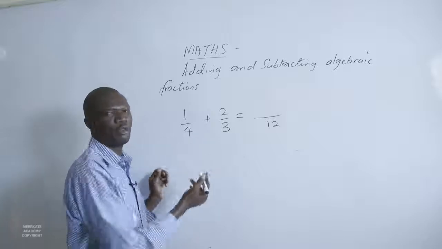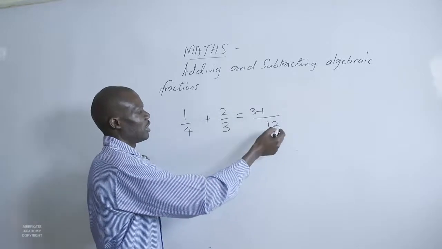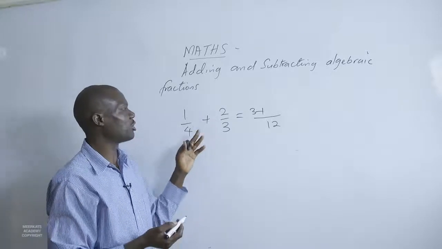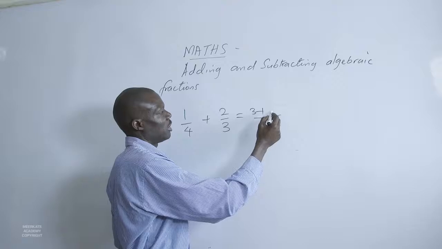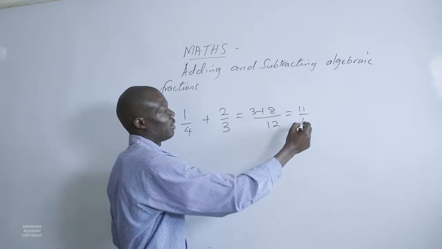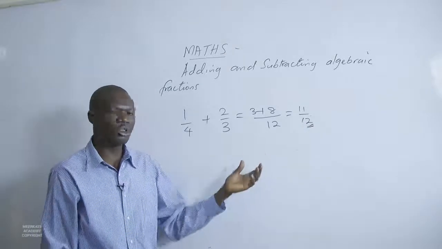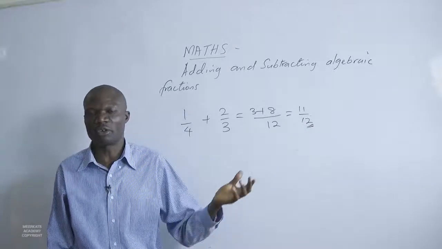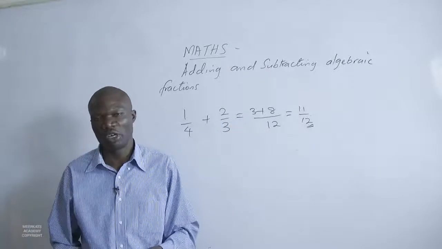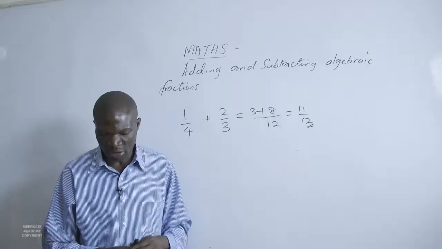And 12 divided by 4 is 3. 3 times 1 is 3, plus 12 divided by 3 is 4. 4 times 2 is 8. And then you'll find that this is 11 over 12. So we have been able to find the lowest common denominator and use it to add this particular fraction. This is on a normal fraction.